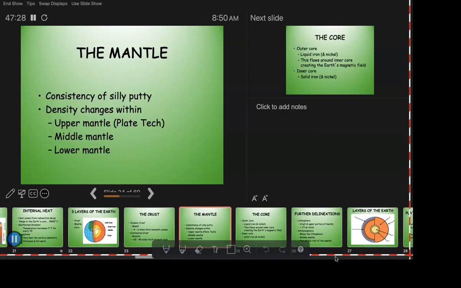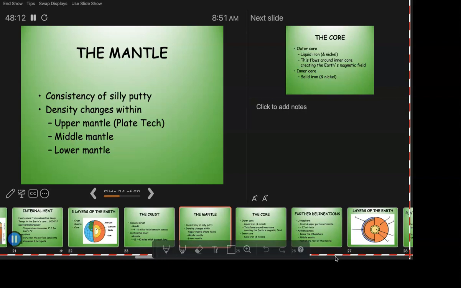The mantle. Now, I mentioned Plato and modeling clay a couple minutes ago. That's because I couldn't remember the word silly putty. They use any kind of word to get you to get the idea of the texture, all right? But there's something unique about silly putty that Plato doesn't do, that modeling clay doesn't do. And lately, more and more, they've been trying to get folks to say silly putty instead of clay. Silly putty has a property of elasticity. You could stretch it. It bounces, if you recall.